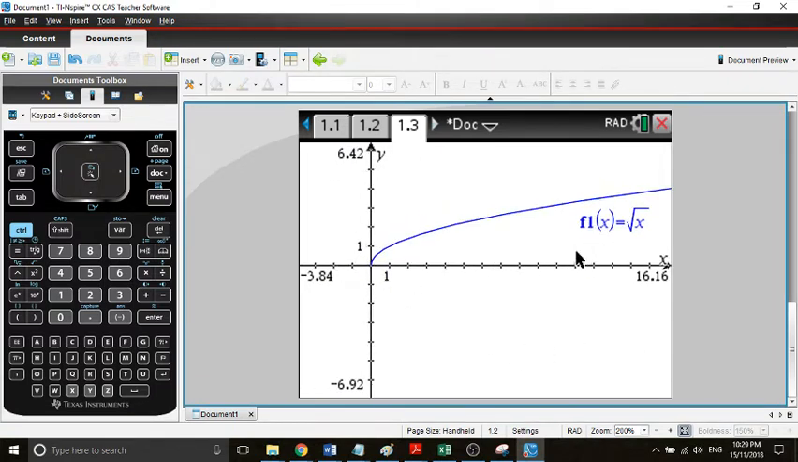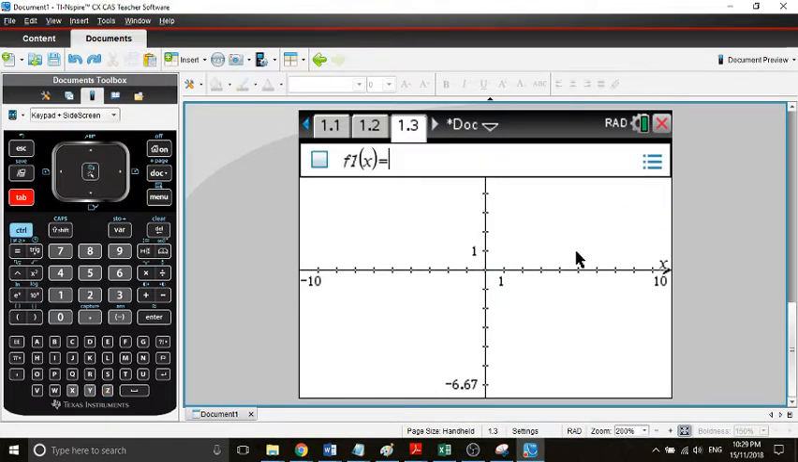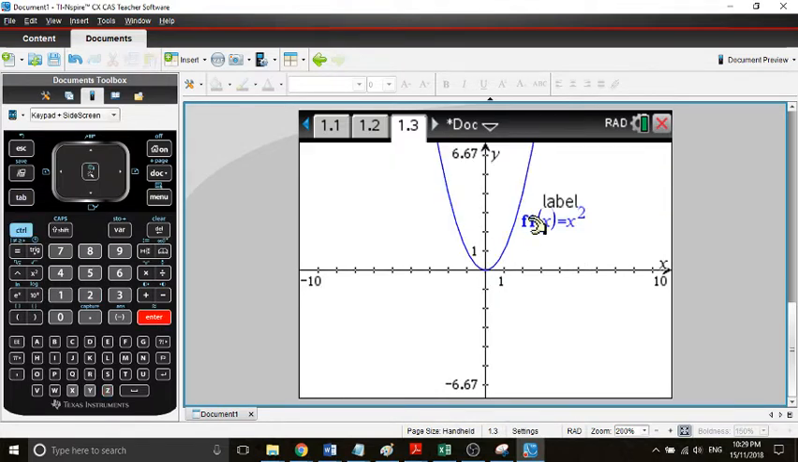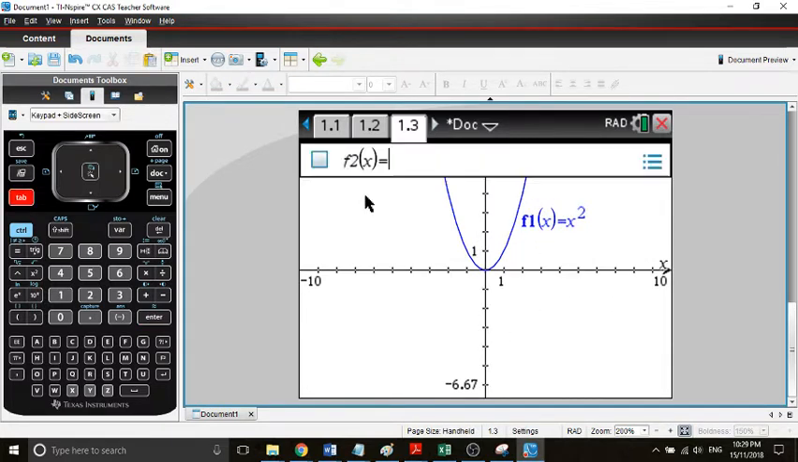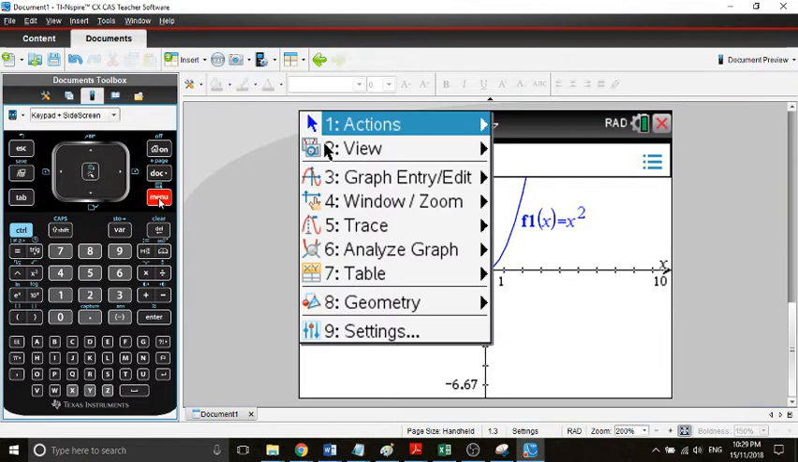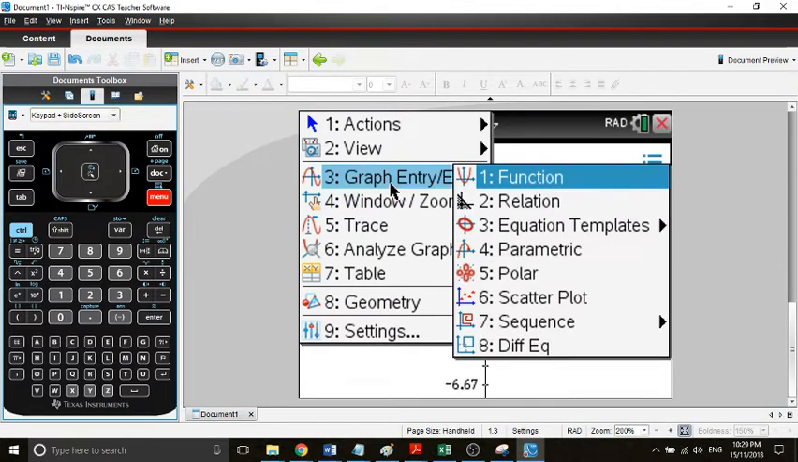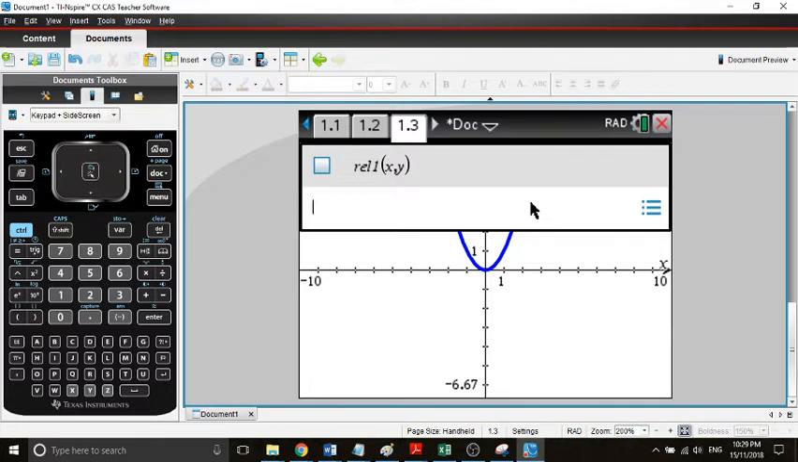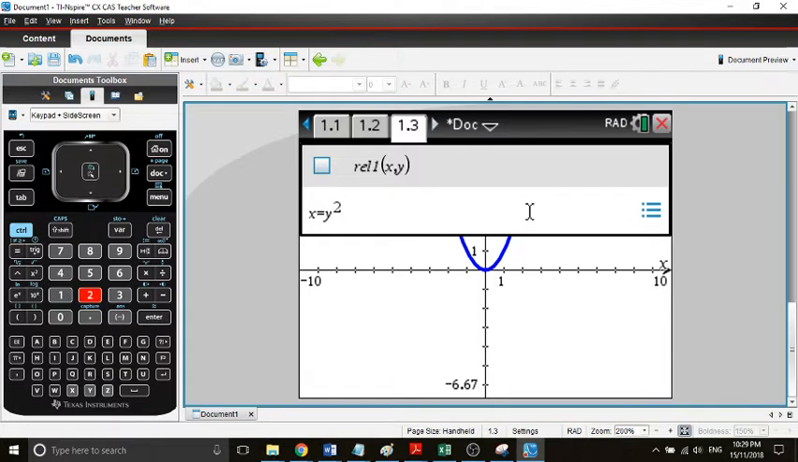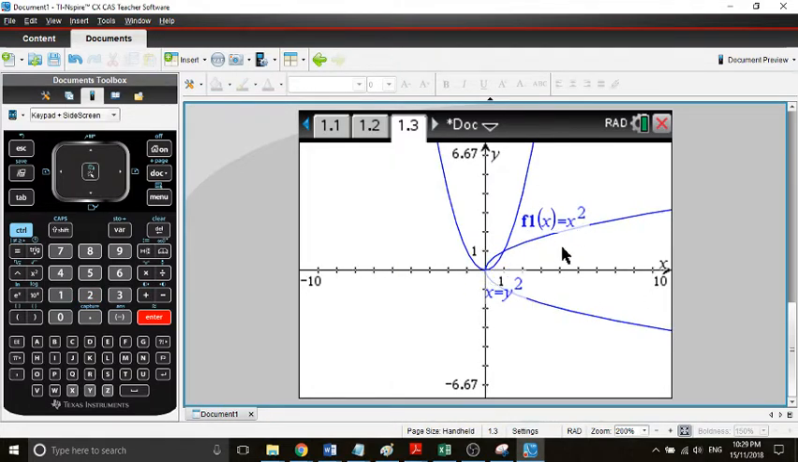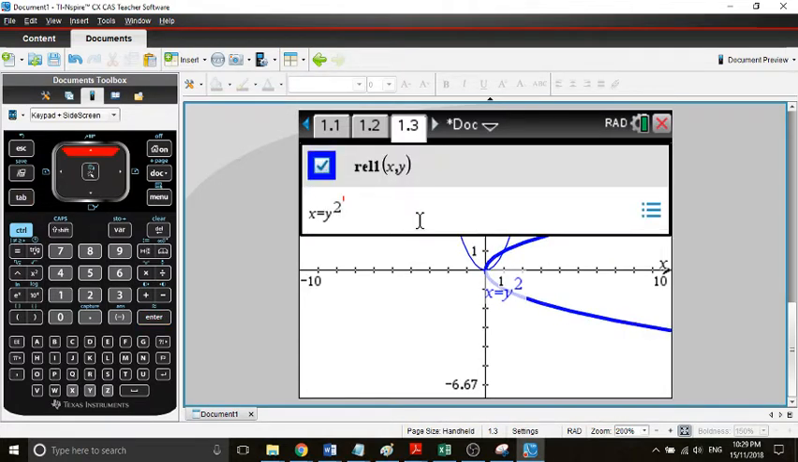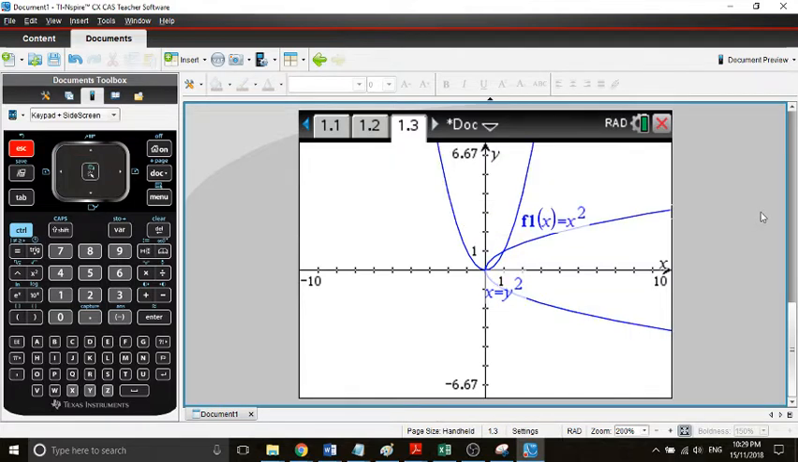So if we undo that, if we have x squared, that's what we end up with there. The relation, let's see if we can do a relation. Menu, graph entry edit, function relation. We can have x equals y squared, and it does that. So our square root function comes from this part of it. Okay, so it's this part here.